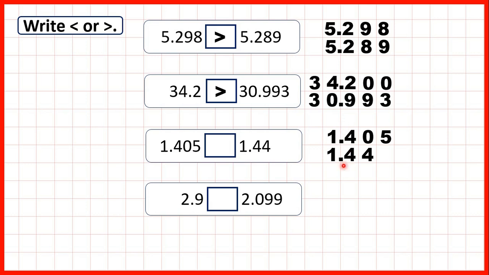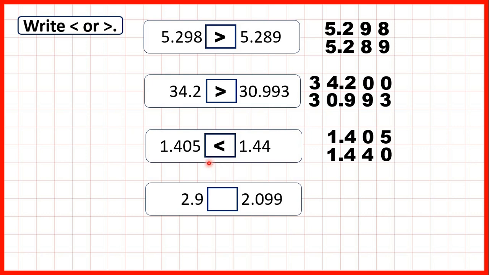Now we have 1.405 and 1.44. Our decimal points are lined up, which means our ones, tenths, hundredths and thousandths digits are lined up as well. We can write a 0 in this empty square, and now we start by comparing the larger place values, which here is our ones. Both numbers have 1 in the ones column and 4 in the tenths column, so we need to go across to the hundredths. The first number has 0 in the hundredths, but the second number has 4. So 1.405 is less than 1.44.